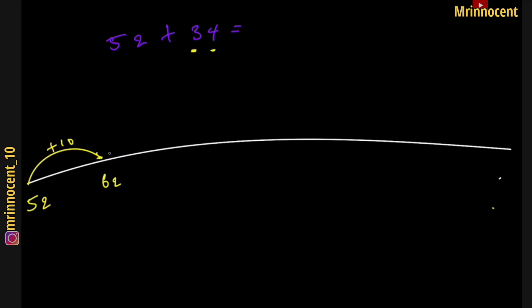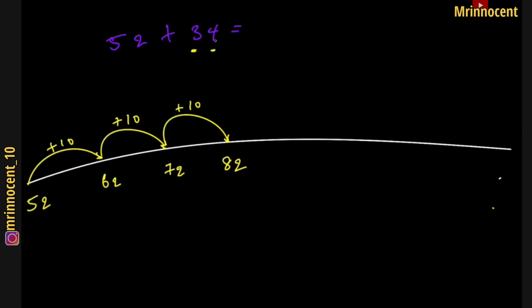Jump another 10, plus 10, that's 72. You have another 10, plus 10, you have 82.